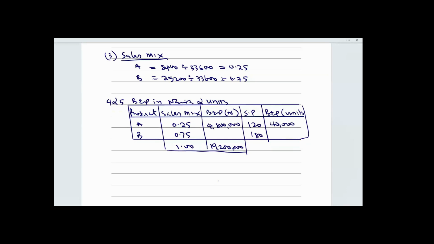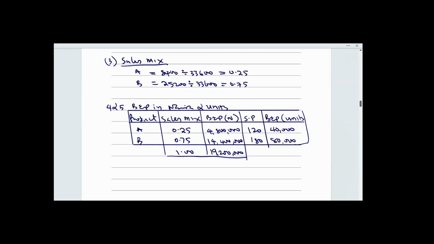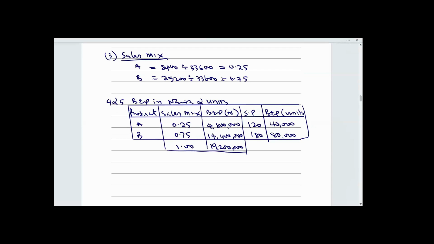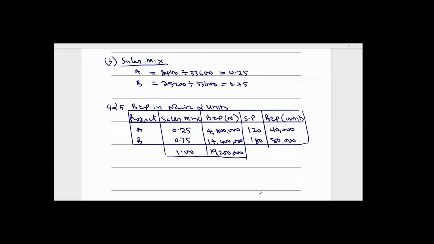The next one, 0.75 of 19.2 million is 14,400,000, divided by 180. That is 80,000 units. We have answered the first requirement. Six marks. You pocket it.